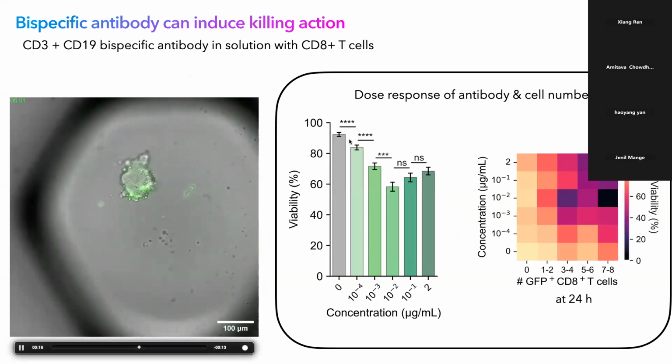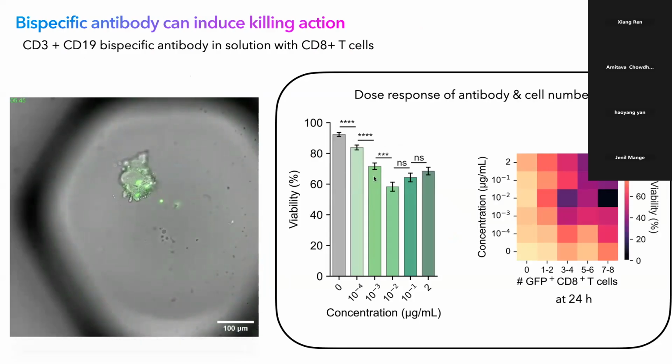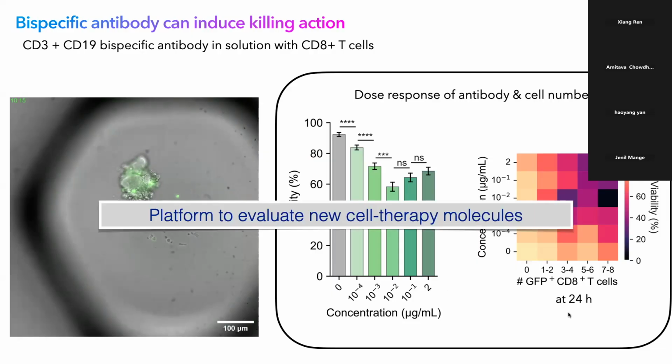And we can basically titrate the effect of the T cell engager. We see a dose response as a function of the concentration of the T cell engager, and also a dose response as a function of the number of T cells that are able to reach the organoid. In this way, we are doing two separate dose responses in the same experiment, dosing the number of T cells and the quantity of the molecule that we are placing. So if you have a new molecule that you want to evaluate, this is a nice way to evaluate the efficacy of this new molecule.